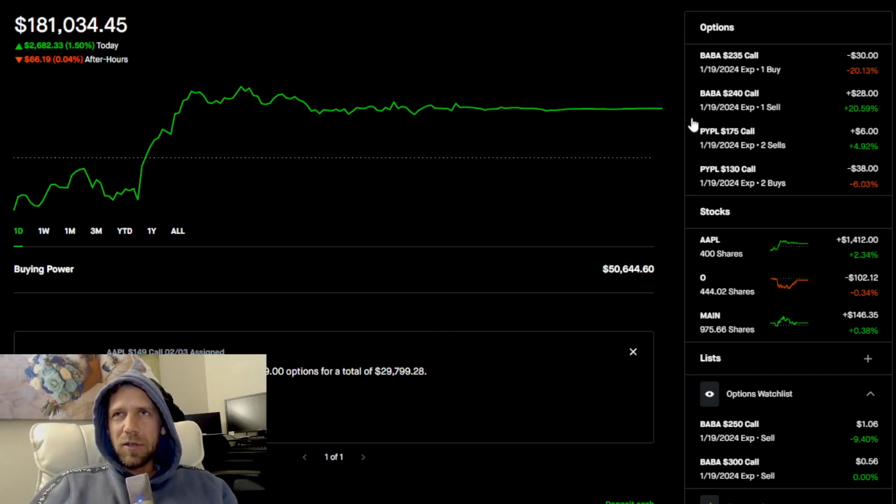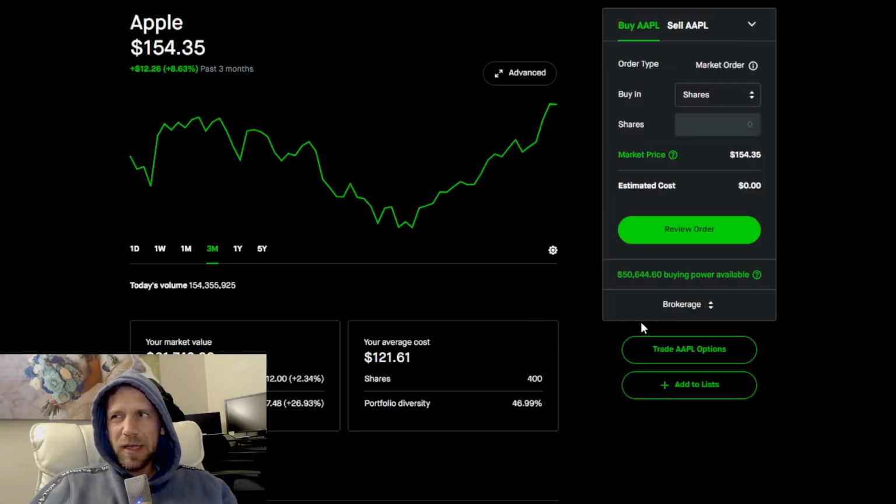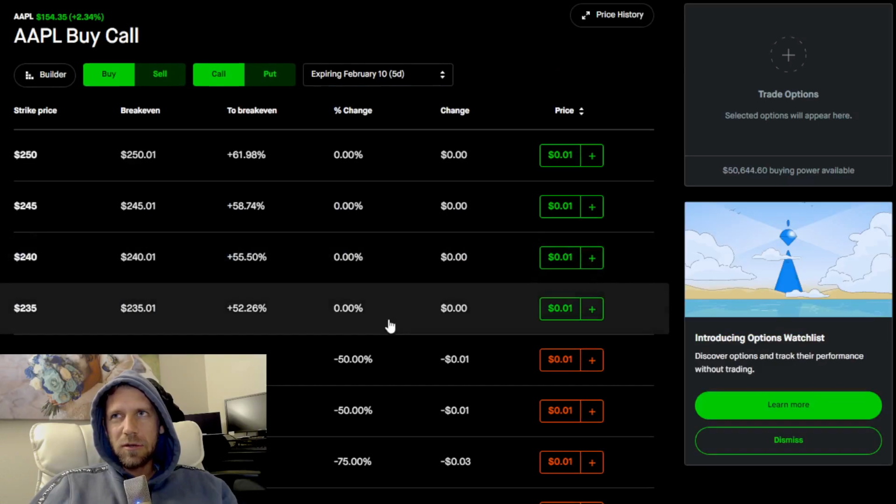Here's how you do it. First of all, you go to a company you like. I do all my examples with Apple. You click on Apple. You're going to go to trade options at the bottom. It's the same thing on the Robinhood app. If you have a different broker, it's fine. You don't have to use Robinhood. I just like it because it's cool. Okay? It's fun to use.